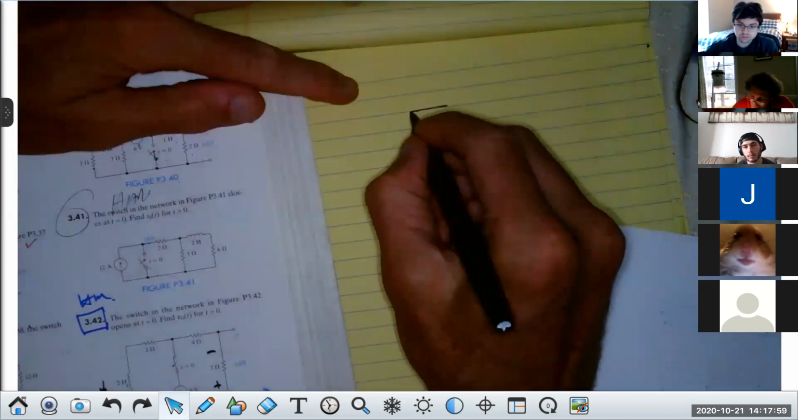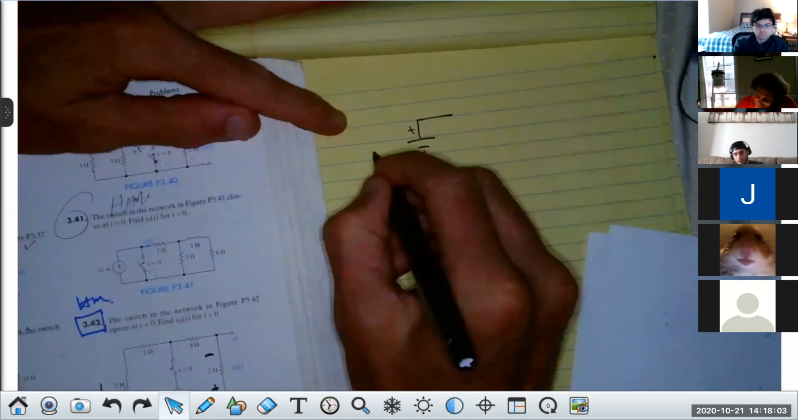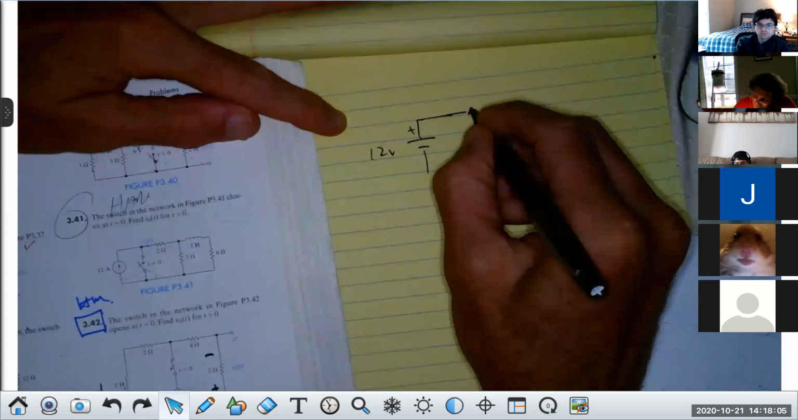Okay. Let me ask you this. If I have a battery, I hope you can see this. I can. Just make it 12 volts. And I have a resistor, 2 ohms.